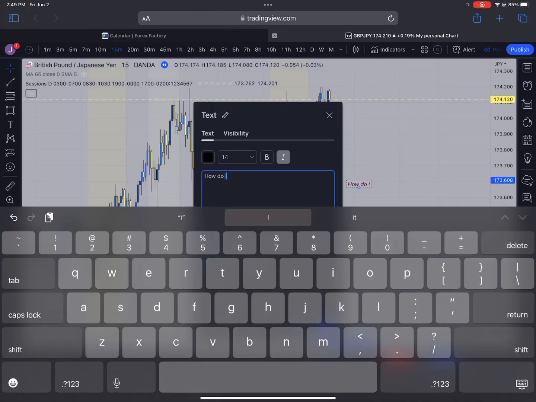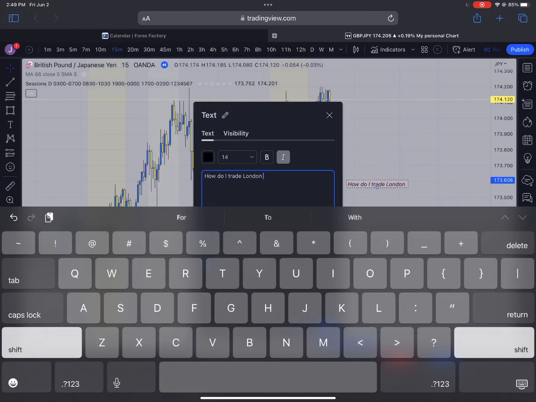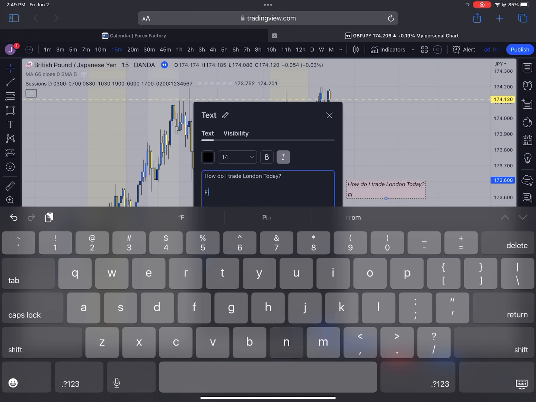Hey everybody, so today I'm going to show you how I traded the London session today. It's super easy. The first thing I'm going to do is find my daily bias. I want to know if I want to buy or sell today.